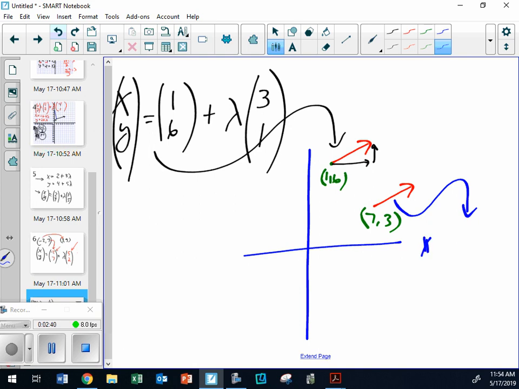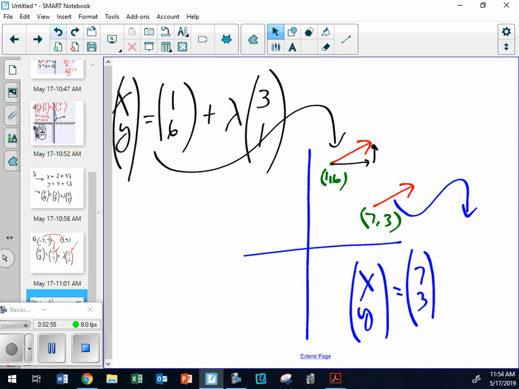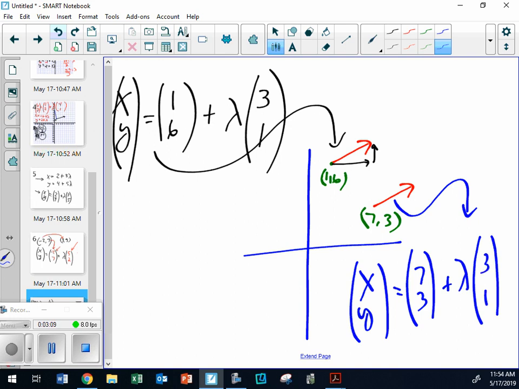And so watch. (x, y) is, notice starting point, 7, 3. Gotta move it over so I got more room to write. Plus, anyone want to take a guess at what I'm going to write next? Close. What's that little thing in front of it? That's called lambda. Lambda (3, 1). Look at that. Aren't they pretty much the same thing except what? What's different? Starts here versus starts here. They start at different spots.